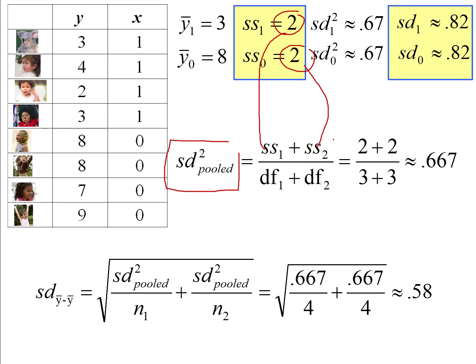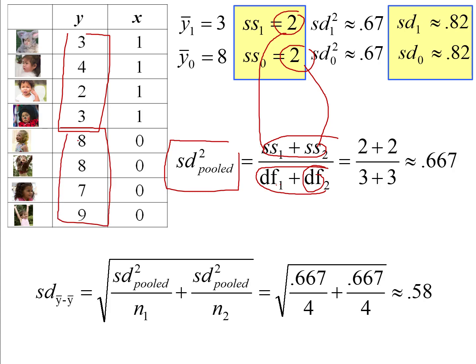And then I'm going to add these two sums of squares together and divide by the degrees of freedom for group 1, which is a sample of 4 people minus 1, so a degrees of freedom of 3, plus the degrees of freedom for group 2, which again is 4 people minus 1, so a degrees of freedom of 3.